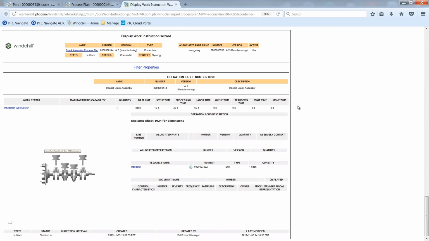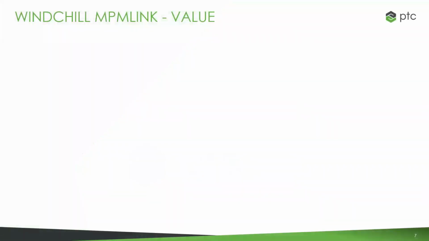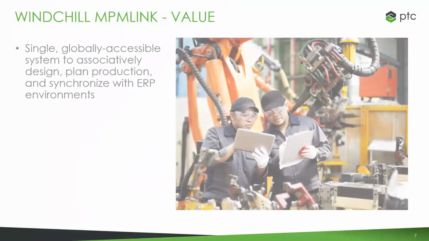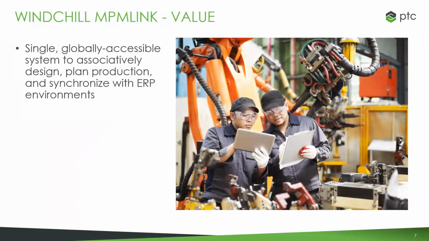So I just want to recap here briefly and summarize really what this can do for you, and then we'll answer questions and hand it back off to Rob. The whole idea with Windchill MPM Link and how this is going to benefit you is by giving you a single globally accessible PLM system to design, to plan production, and now to synchronize with other tools that the manufacturers and the designers are using, accessing all of that information in one single system.